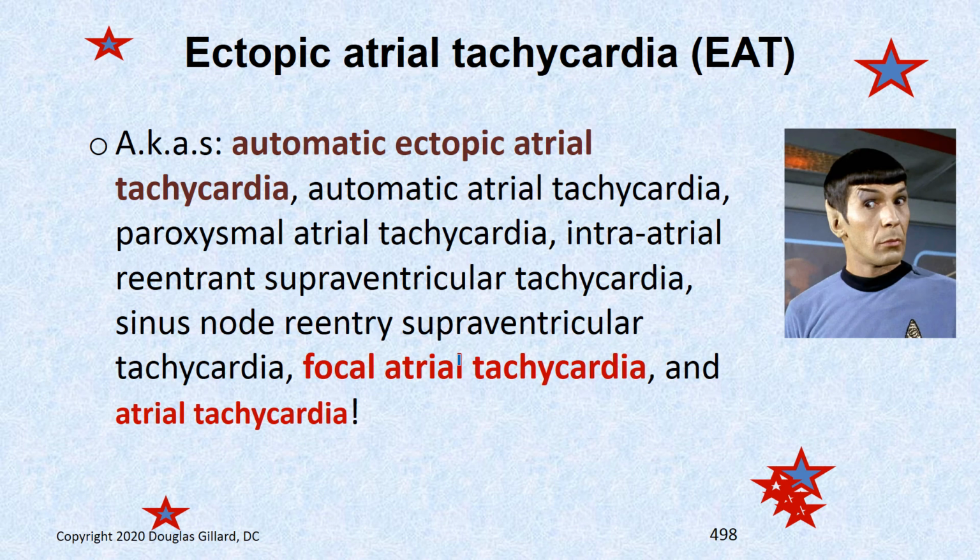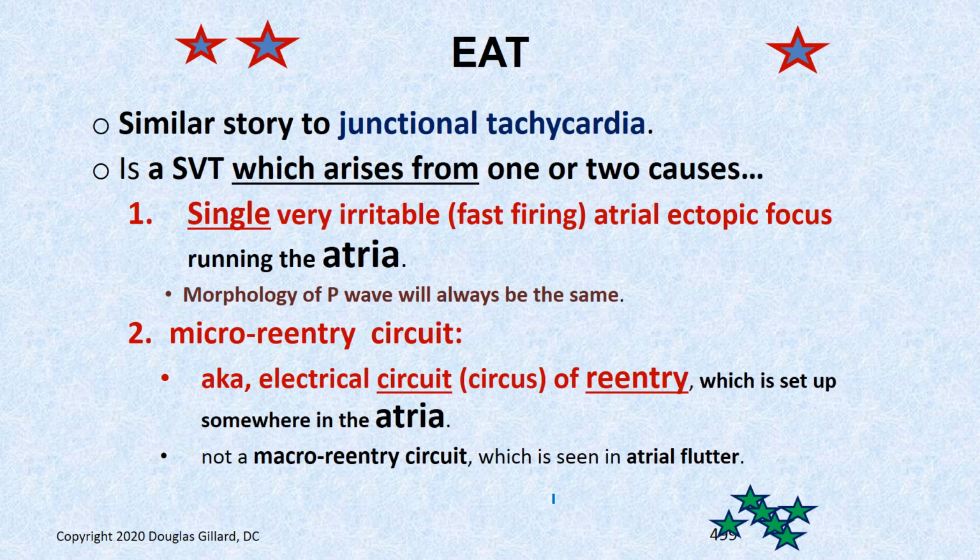All right, let's go to EAT, ectopic atrial tachycardia. So this one has, Mr. Spock is even surprised at all the AKAs for this, but it's called automatic ectopic atrial tachycardia, automatic atrial tachycardia, paroxysmal atrial tachycardia, interatrial reentrant supraventricular tachycardia, focal atrial tachycardia. How about just atrial tachycardia, for goodness sakes? That's all it is. Nevertheless, the authors have all gone out on their little word crusades. I'm just going to call it EAT, ectopic atrial tachycardia.